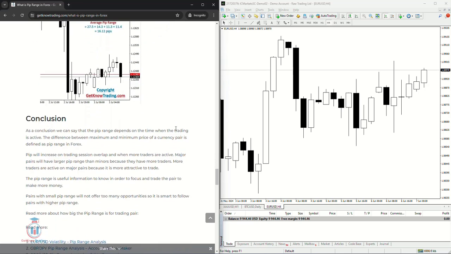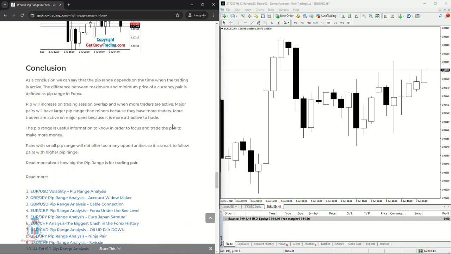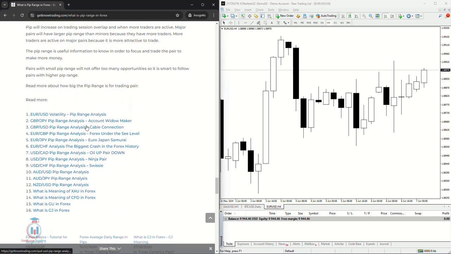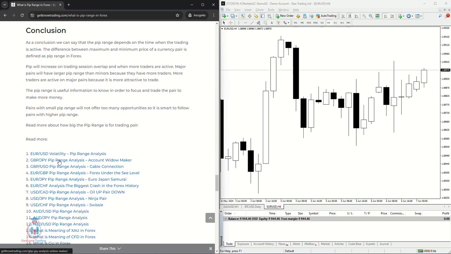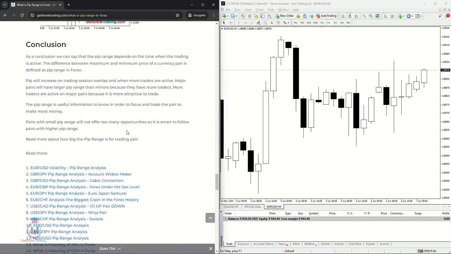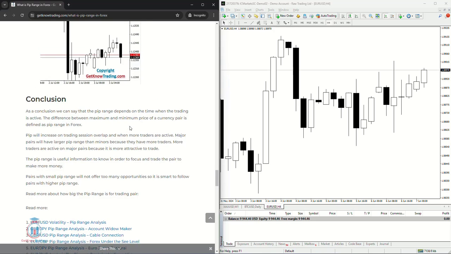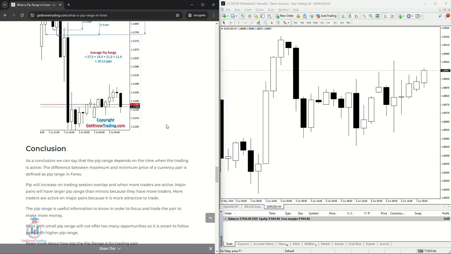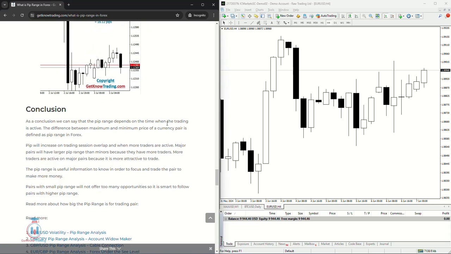So as a conclusion, you can see that the pip range depends on the time frame. You have also another article where I have calculated the average pip range for each of these currencies. You can see that whenever you click on them, you will see what is the pip range for the USD, GBP, Japanese yen, how much on average they are moving on certain trading sessions during the day, and also on each day during the week. So this will be very helpful information.